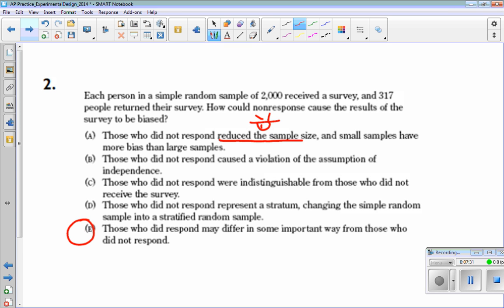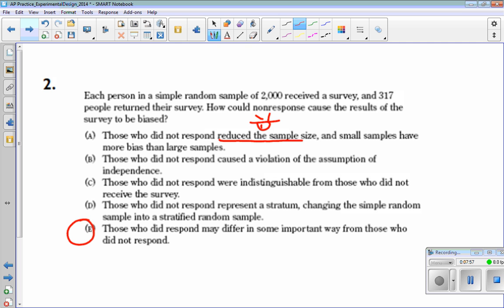Well, changing the simple random sample to a stratified random sample. No. Because if you're going with a stratified random sample, you divide them to begin with, right? And then you pick from each of the strata to send the surveys out. You can't get your results back and then divide them up. It doesn't work, right? You have to be careful with that. You divide them up first, and you see them. So E is the correct answer there.